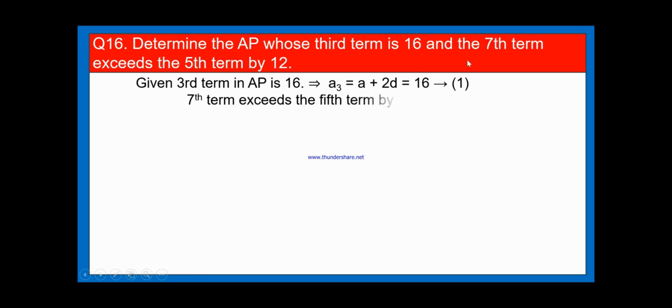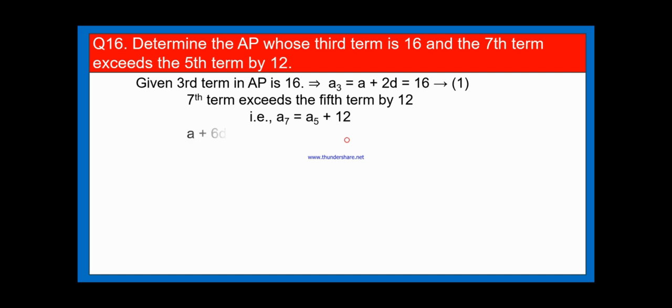Now it is also given that the seventh term exceeds the fifth term by 12. Means A7 is equal to A5 plus 12. Exceeds means more. More means you have to add. Less means you have to subtract. Times means you have to multiply. And parts means we have to divide. Yes, good. Now, seventh term exceeds the fifth term by 12 means A7 is equal to A5 plus 12.